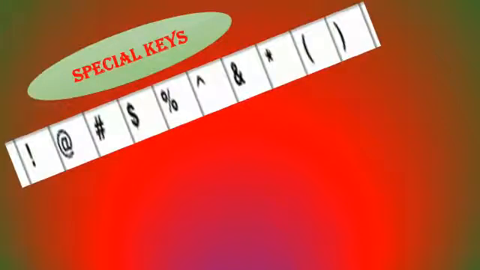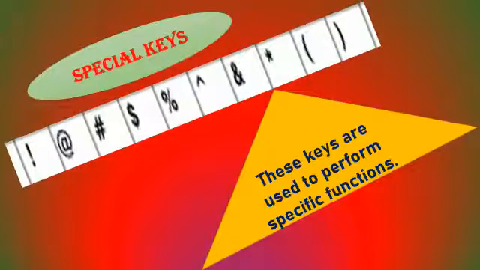Do you know, children, what are special keys? The special keys have different symbols on them, such as exclamatory sign, at the rate of, hash, dollar, percentage, caret, ampersand, asterisk, and different types of brackets. These keys are used to perform specific functions.